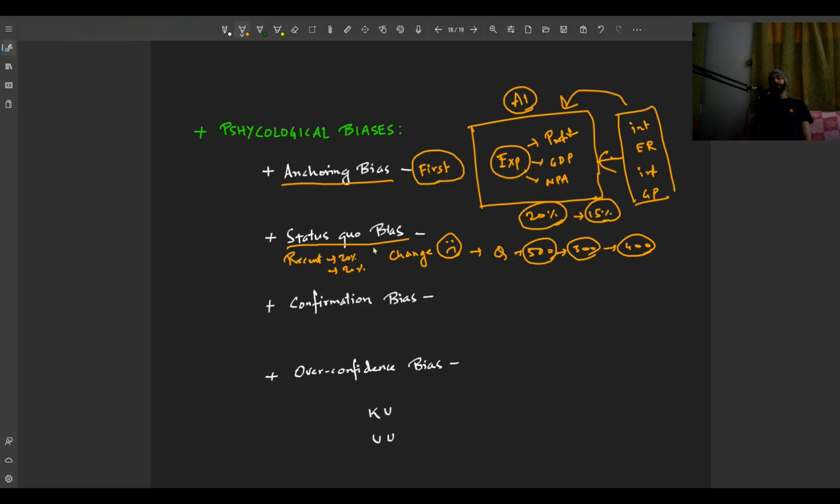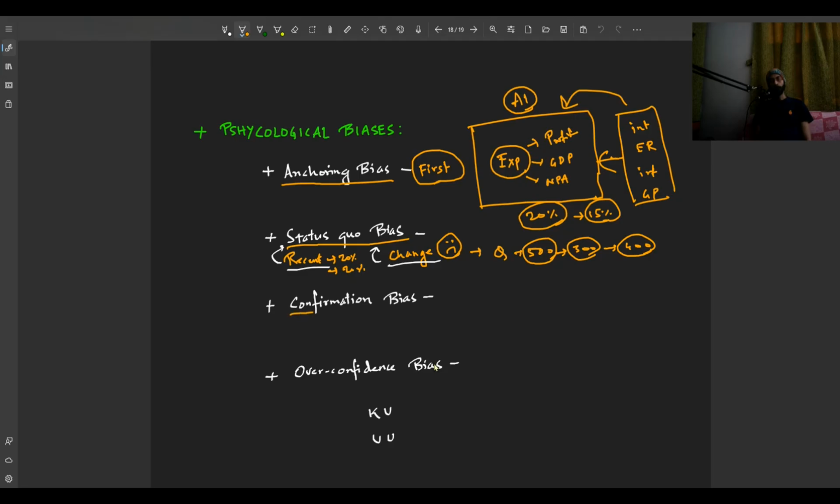So two things related to status quo, two words have to be remembered. One is change is painful, and second is recent events are more important. These two things combined together form the status quo bias.